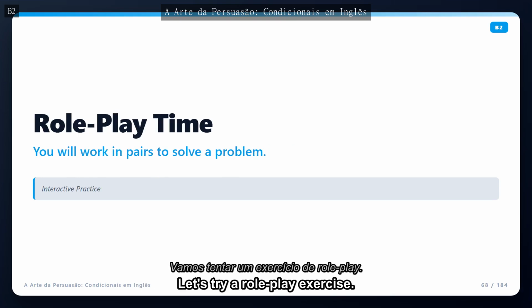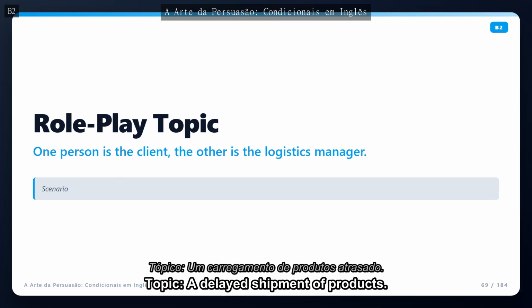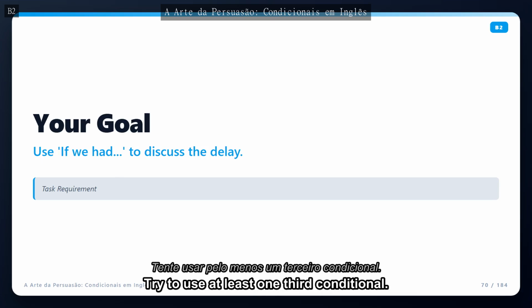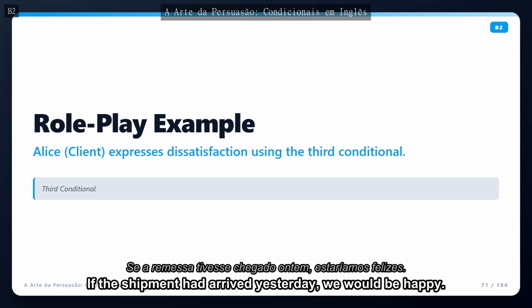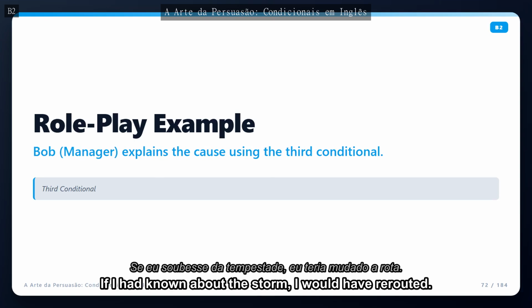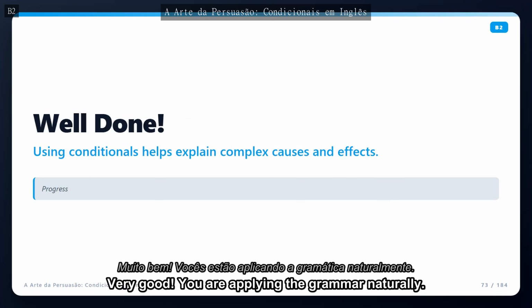Let's try a role-play exercise. Topic: a delayed shipment of products. Try to use at least one third conditional. If the shipment had arrived yesterday, we would be happy. If I had known about the storm, I would have rerouted. Very good. You are applying the grammar naturally.